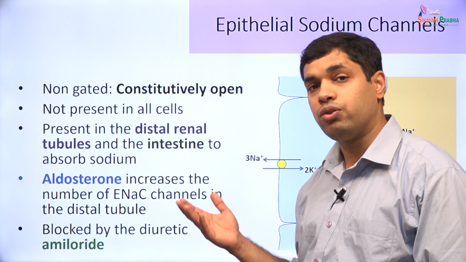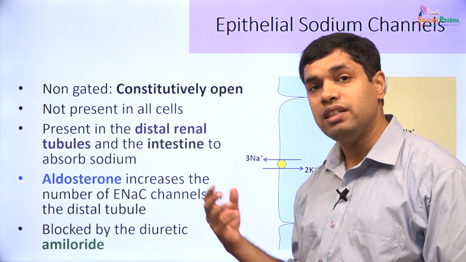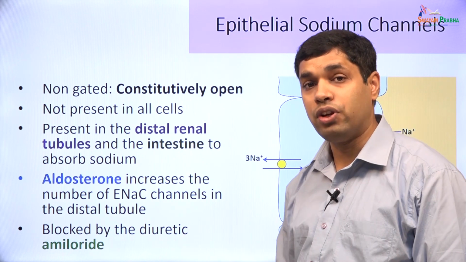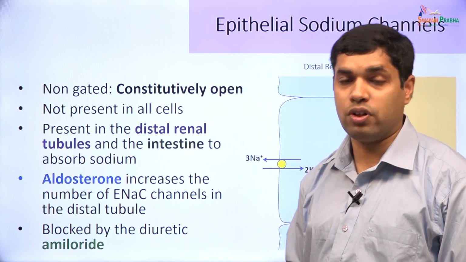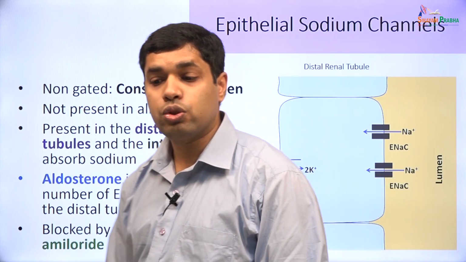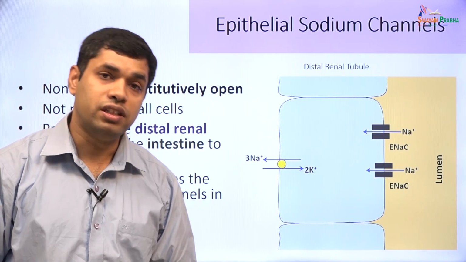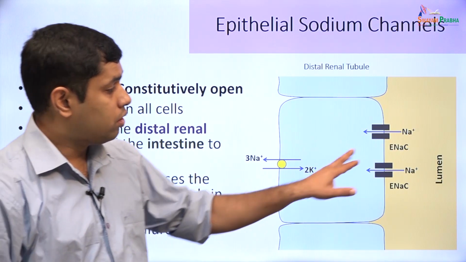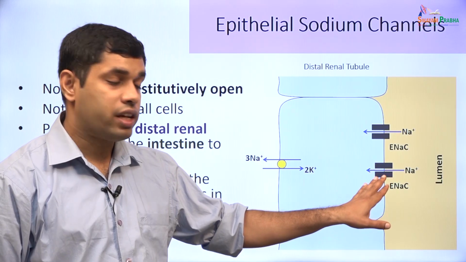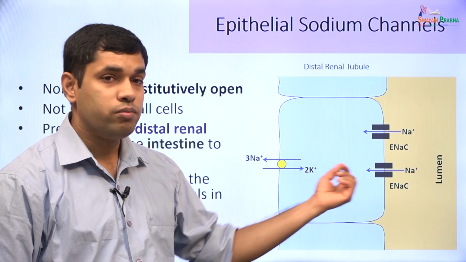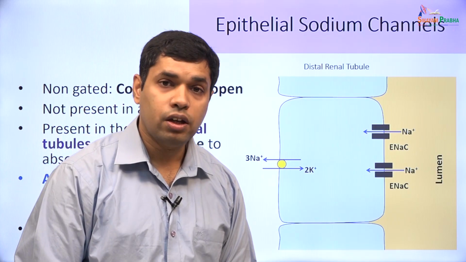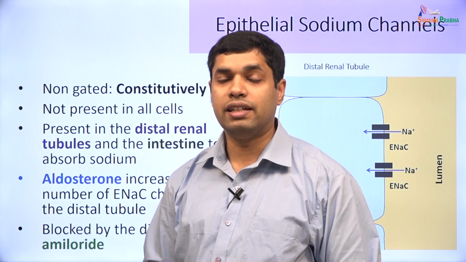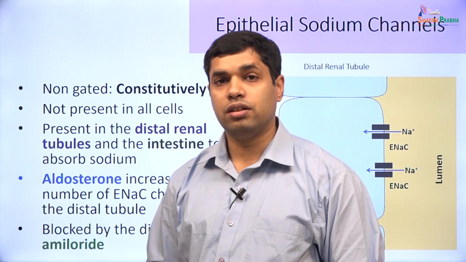So aldosterone action on the kidneys in the distal renal tubule increases the number of ENaCs on the luminal side of the membrane, thereby reabsorbing a large amount of sodium. This is also the site of action of the diuretic amiloride. Amiloride blocks this ENaC channel, therefore preventing sodium absorption and causing diuresis. So with this we have covered the common sodium channels, that is the epithelial sodium channel as well as the voltage gated sodium channels.